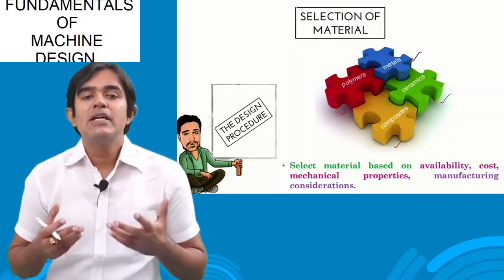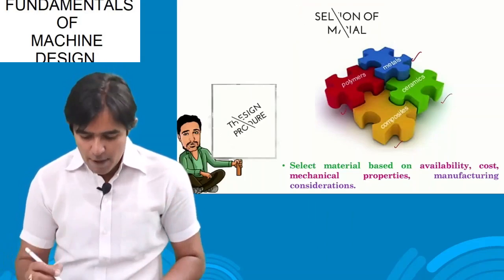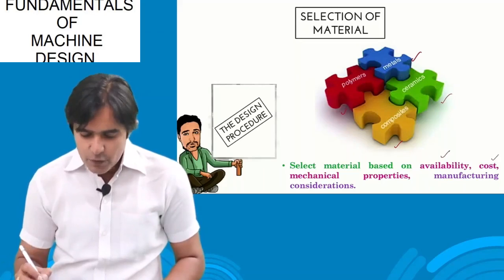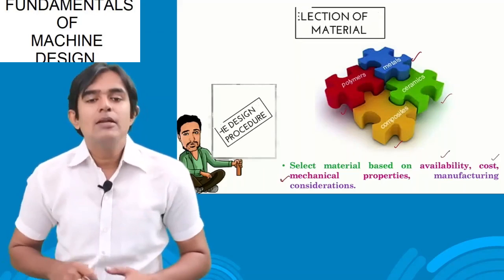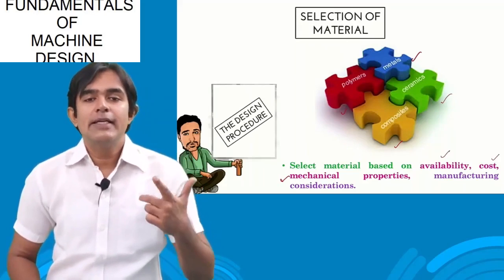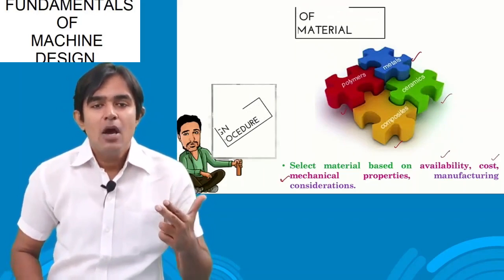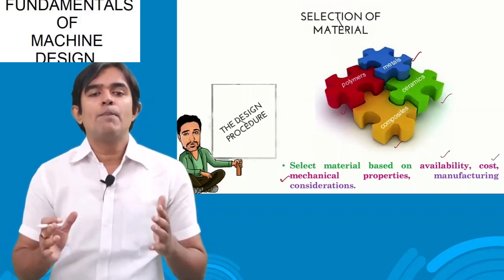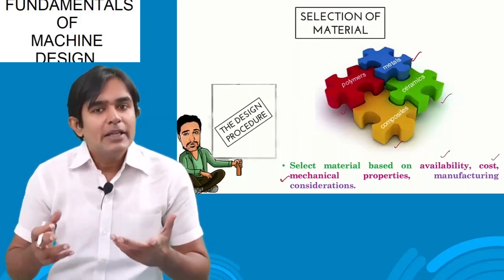You should select materials on the basis of availability, on the basis of cost, and on the basis of mechanical properties, like whether you want hardness, or ductility, or malleability, what sort of mechanical property is desirable. I'll give you an example.